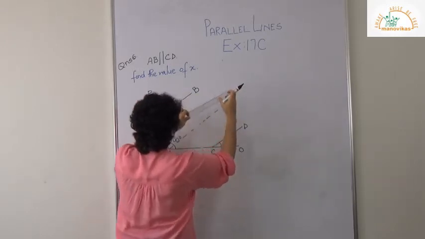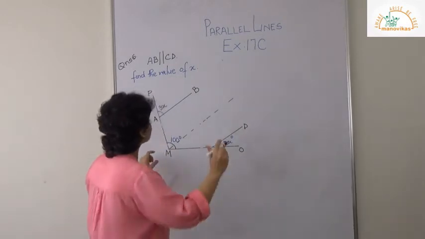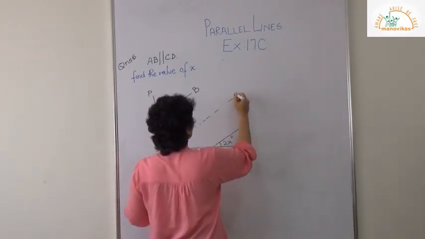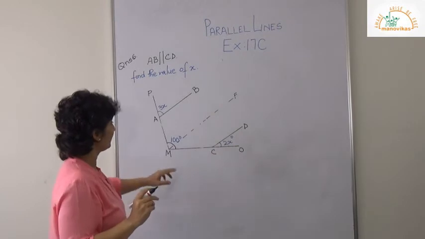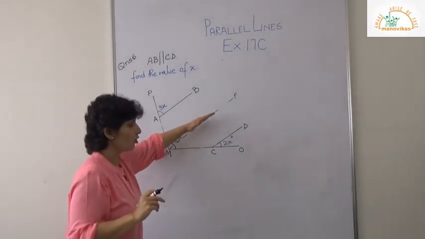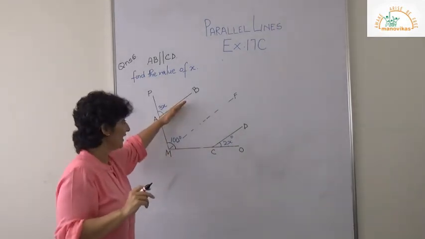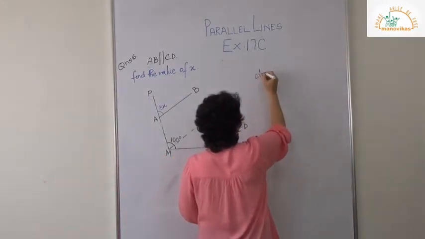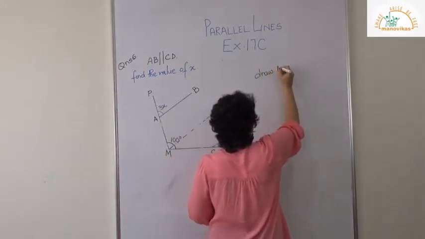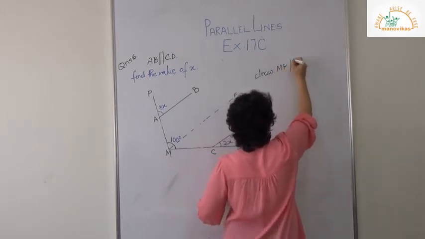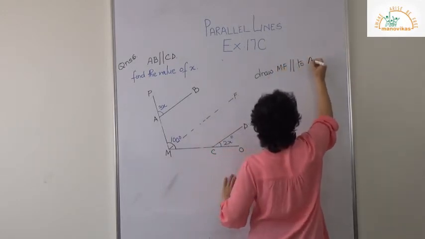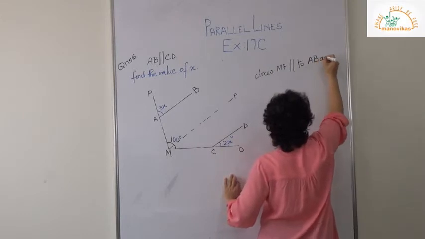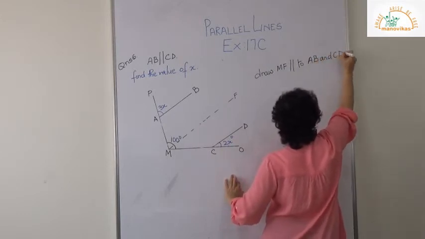Let us make this as MF. Alright, let's make it as MF. Let's draw MF parallel to AB and CD. Draw MF parallel to AB and CD.